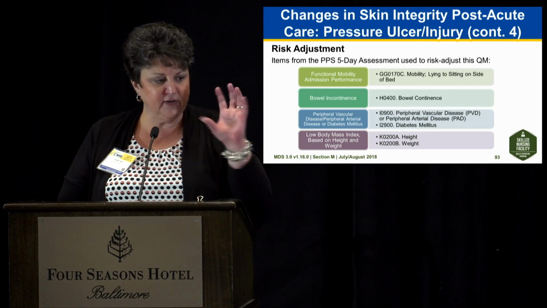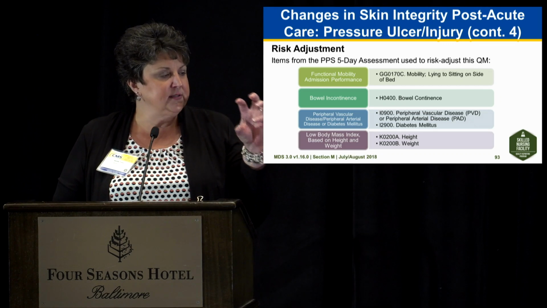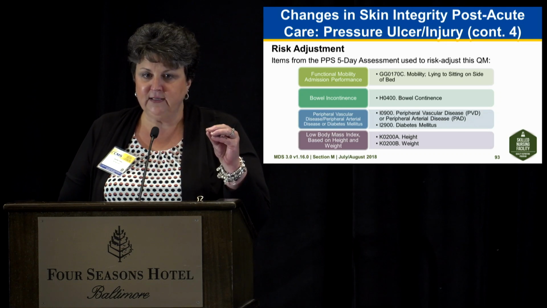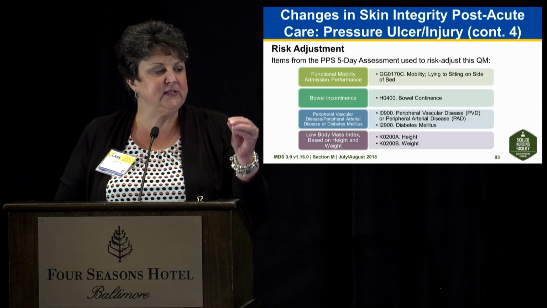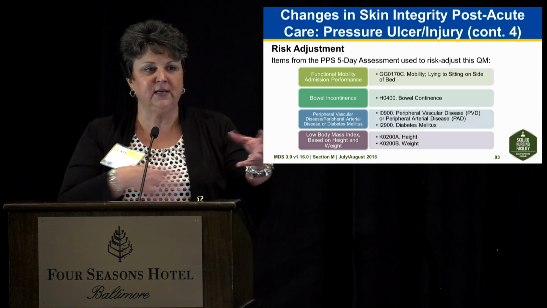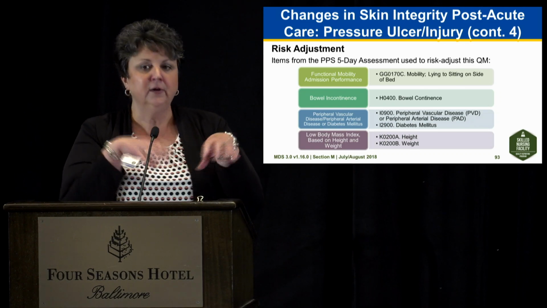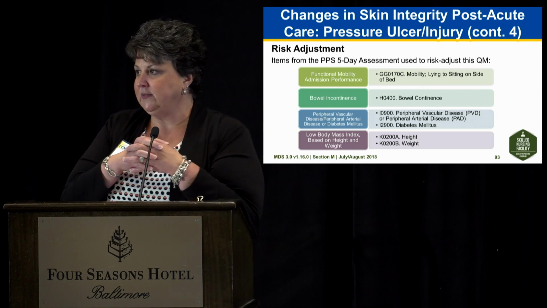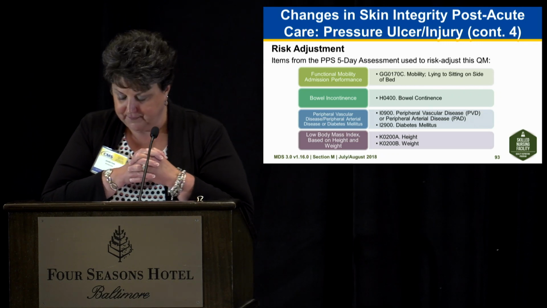So think about what covariates are: these four things are issues with that resident. They're resident-level issues that increase the likelihood of them having a pressure ulcer. It's not an exclusion. These residents don't come out of the numerator or denominator, but it levels the playing field based on residents' risk.